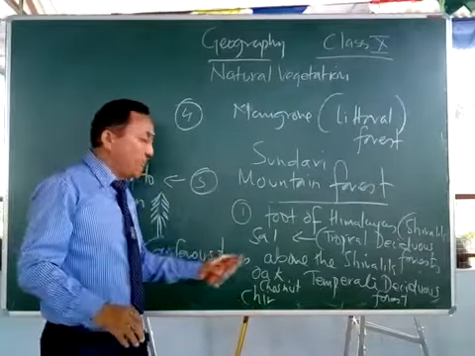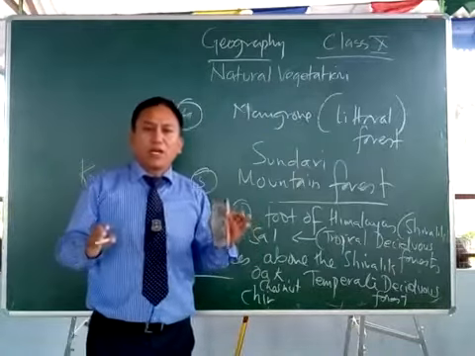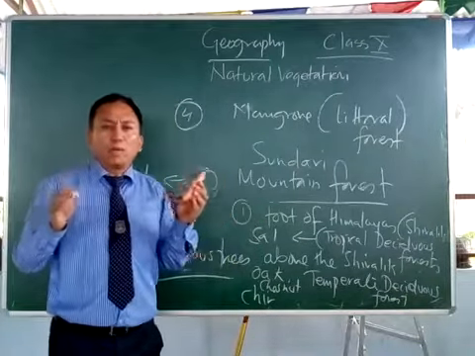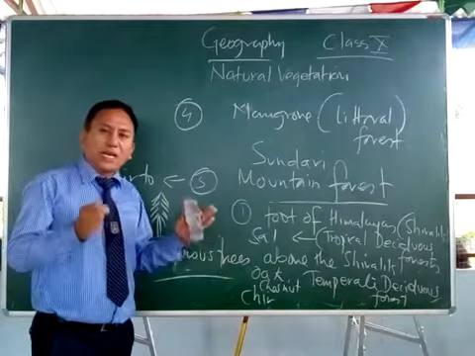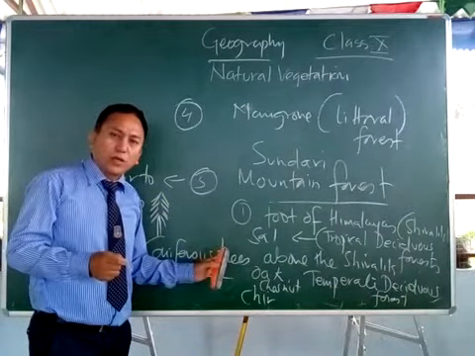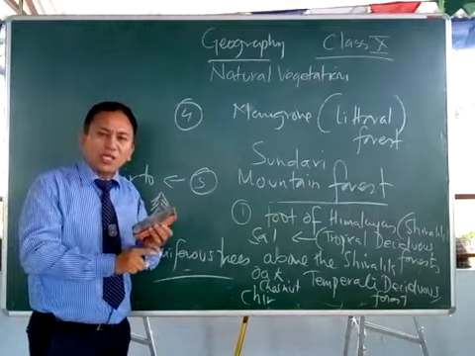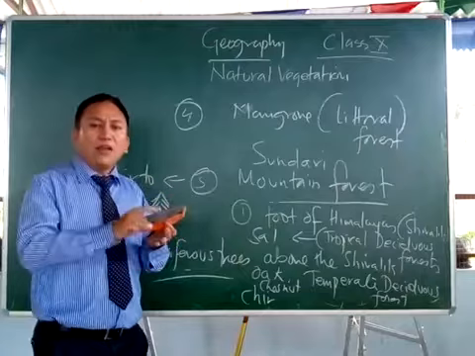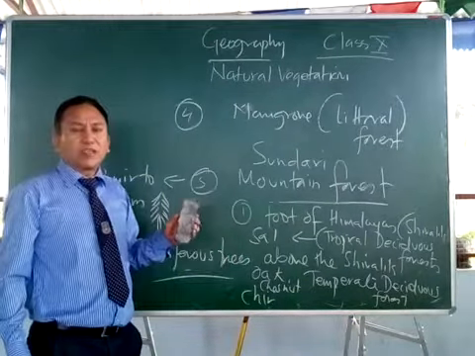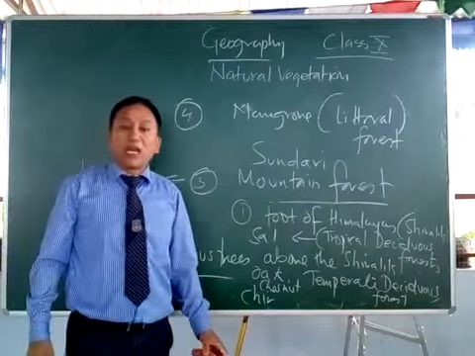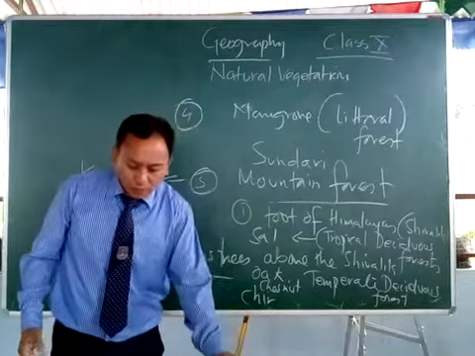Then we have silver fir, an example of a coniferous tree. It is a softwood which is used for making pulp, paper, and match. Then we have deodar. Deodar is a tree which is used for making railway sleepers and it's also used for construction.